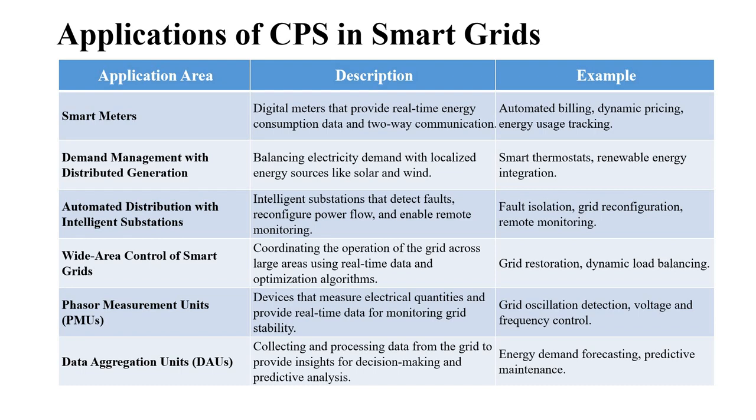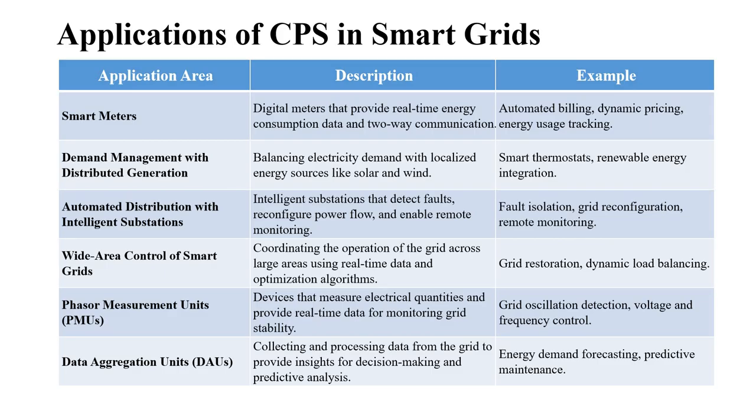Now, here in automated billing, the smart meters automatically send the consumption data to the utilities for accurate automated billing without the need for manual readings. Then the second is demand management with distributed generation.